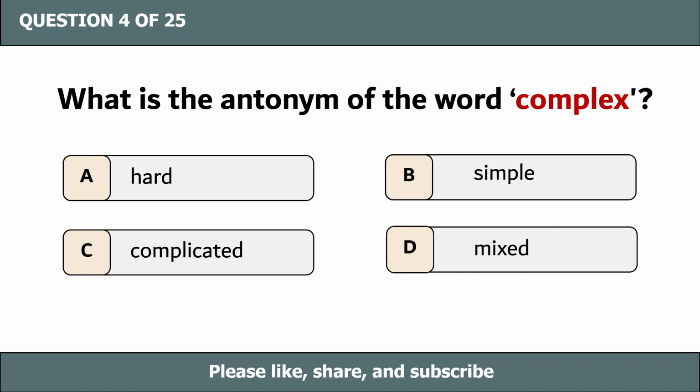Question 4. What is the antonym of the word complex? The correct option is B. Simple.